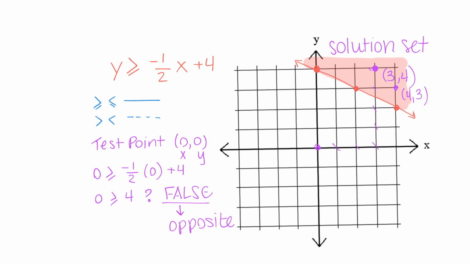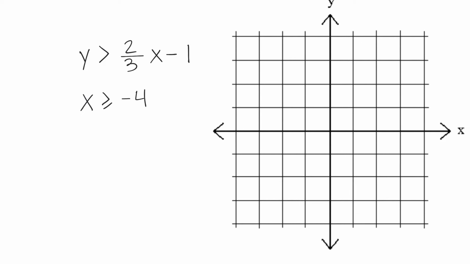Now, once we can do this with 1, we can start doing this with 2 or 3. So for example, we might have something like this: y is greater than 2/3 x minus 1. And then we might also have x is greater than or equal to negative 4. In this case, we're going to have to graph both of these lines on one graph. So watch what happens when we do that.